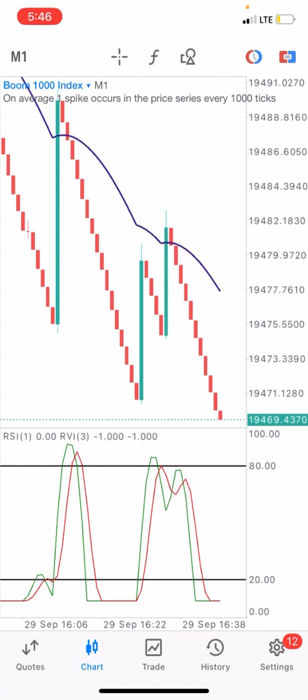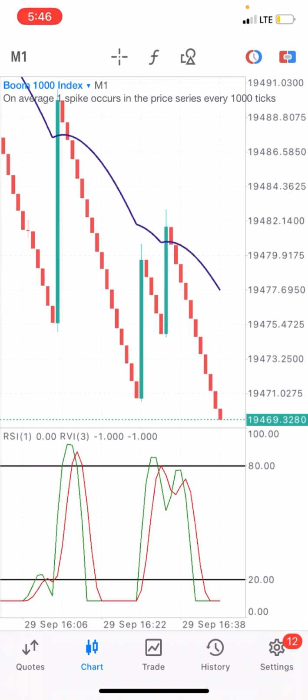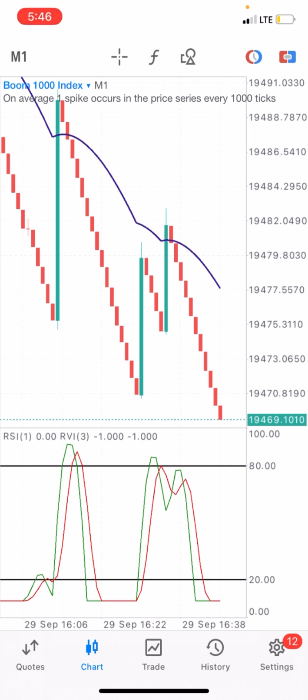Okay, so basically this strategy is going to show you the trend, like I said, show you areas where there will be buying pressure or selling pressure. And for this video, we are selling the boom 1000. That means we are scalping. Okay, we are scalping the boom 1000.